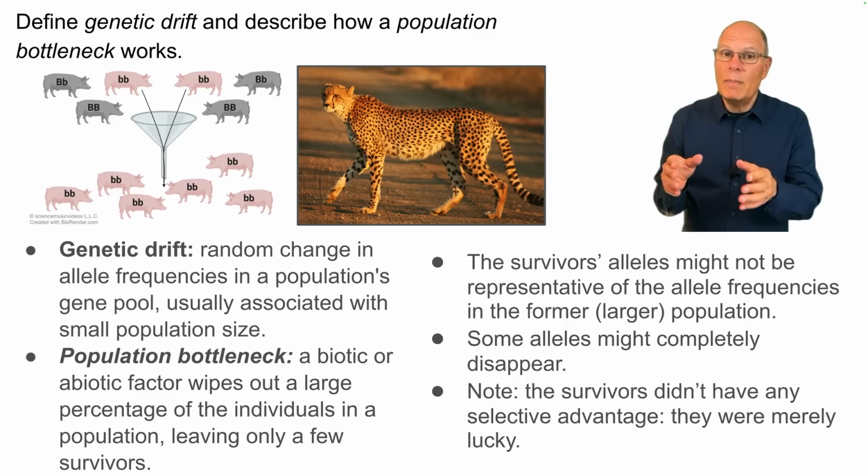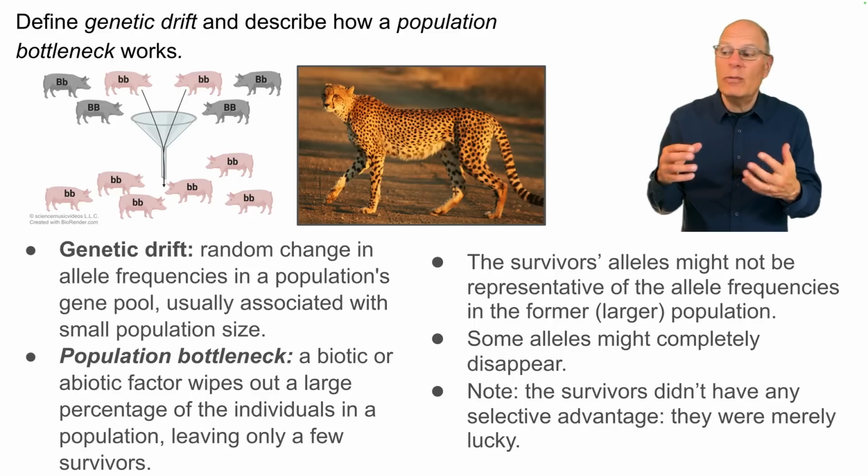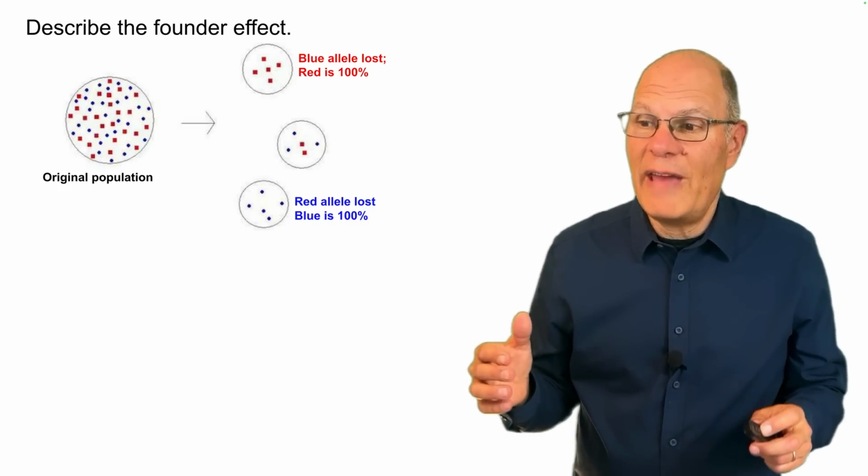Note that in a population bottleneck, the survivors didn't have any advantage. It's not natural selection. They were just lucky. Another form of genetic drift is the founder effect.